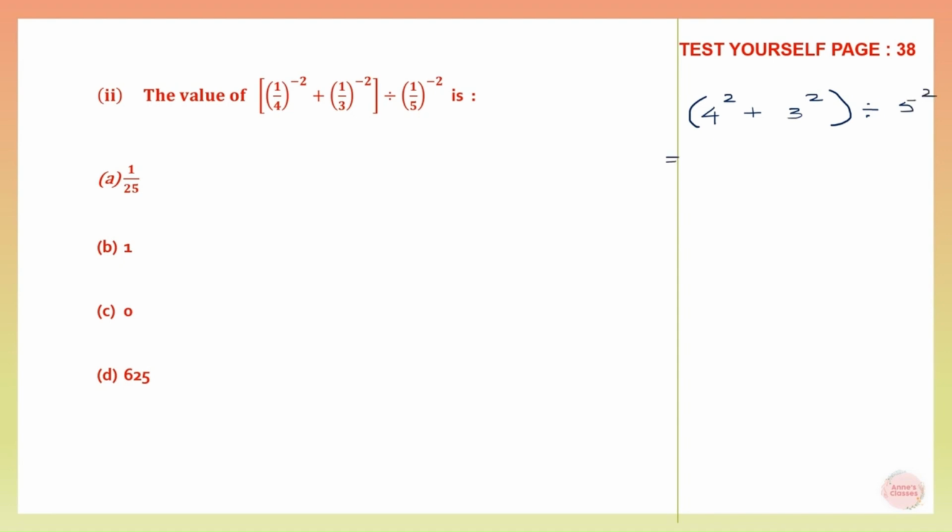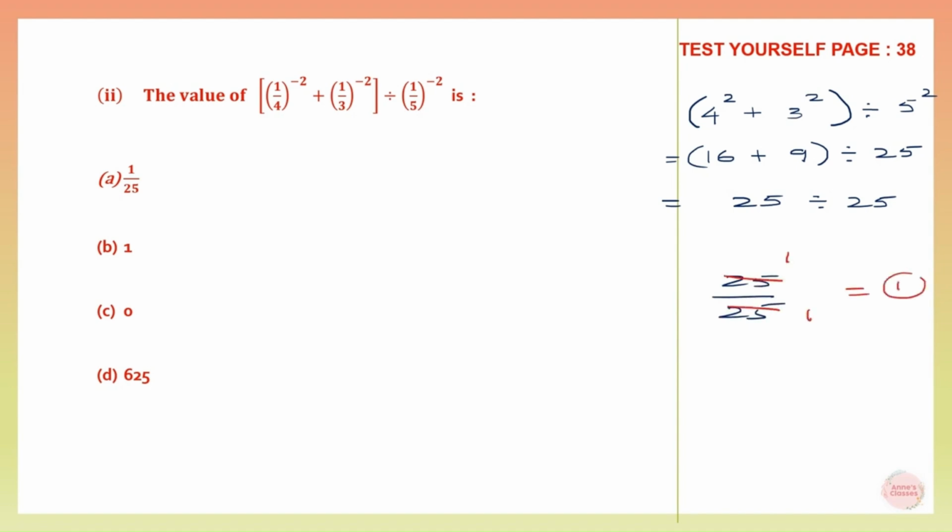So now this becomes 4 raised to the power of 2. 4 4s are 16 plus 3 raised to the power of 2. 3 3s are 9. 16 plus 9 divided by 5 5s are 25. 16 plus 9 is 25. 25 divided by 25. So we know that 25 when you divide it by 25, both can be divided by 25 itself. So 25 ones are 25, 25 ones are 25. Our answer is 1. Now which option is that here?